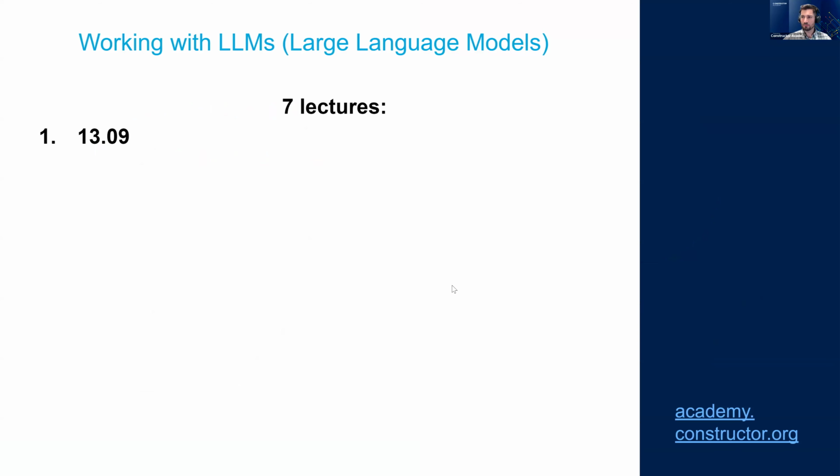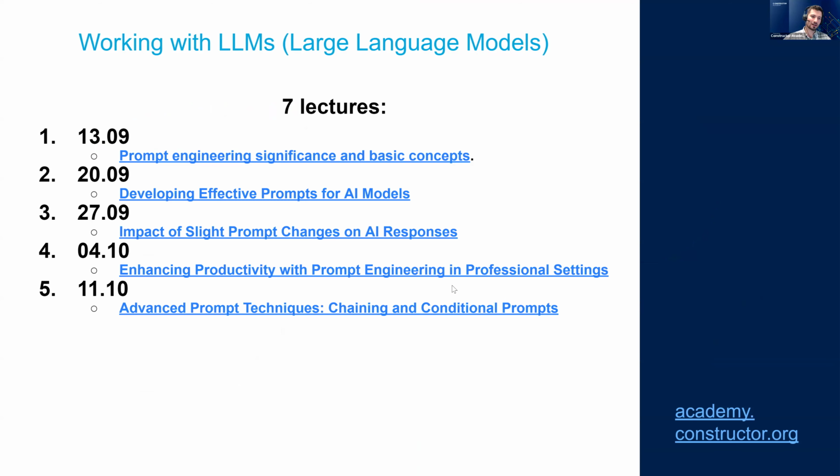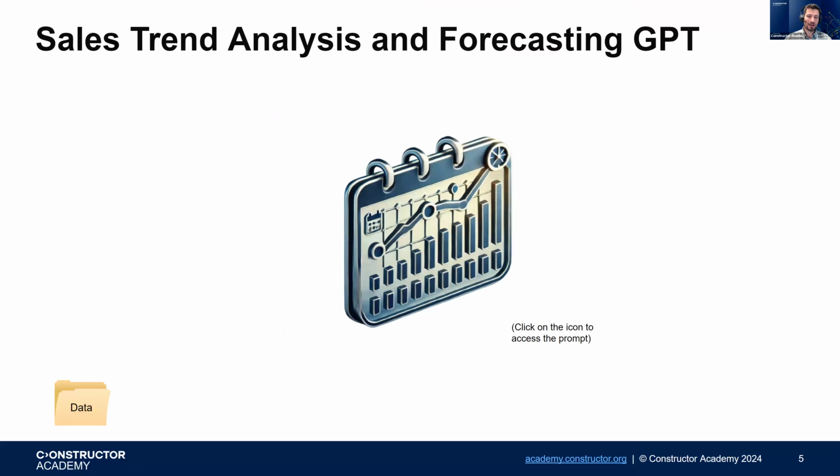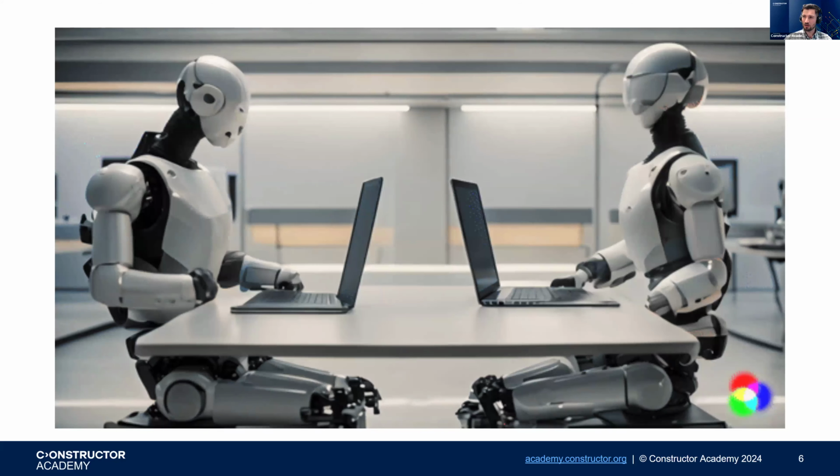So far, we did many lectures. We had 5 lectures, and today we will focus on building a custom tool using prompt engineering. Last time we used chaining and conditional prompting to create a trend analysis and forecast GPT to do some sales analysis. Go check it out if you haven't done it. You will be able to check the slides, and you have links to the previous one. So let's jump into the topics.